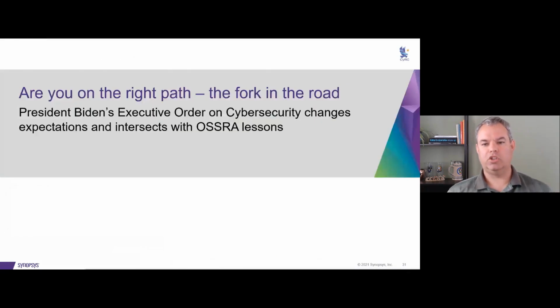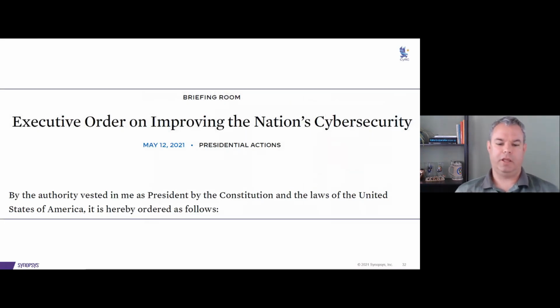So the question is, are you on the right path? Well, there was a little bit of an interesting event that happened on the 12th of May. It was an executive order issued by President Biden that basically said, hey, we've had a bunch of really high-profile incidents that impact the U.S., ranging from SolarWinds all the way through to the most recent Colonial Pipeline event. We need to get our act together. Unlike most executive orders that weigh in at maybe 2, 3, at the outside 4 pages, this one's 18 pages long.